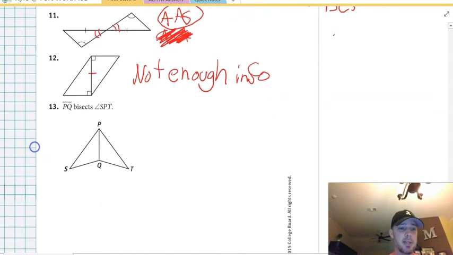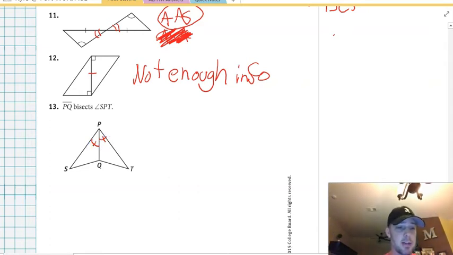And number 13, looks like we have segment PR bisects angle SPT. So let's trace out SPT, which is this piece here, and PR bisects it, so it cuts that angle in half. So that means these two angles are the ones that are going to be congruent there. So let me make that a little bit easier. This angle here is congruent to that angle there.